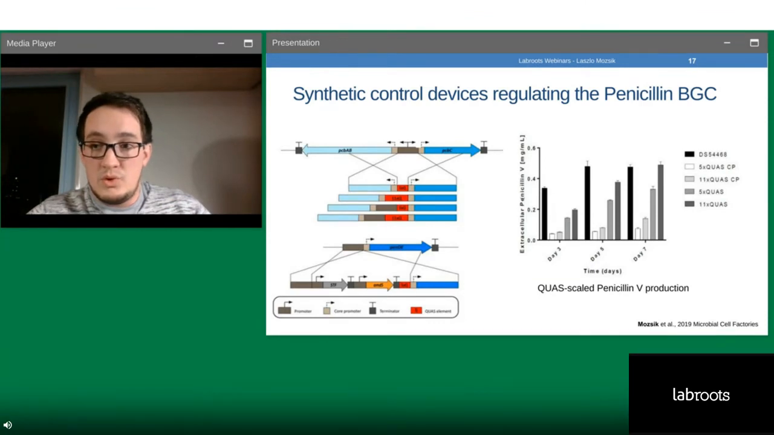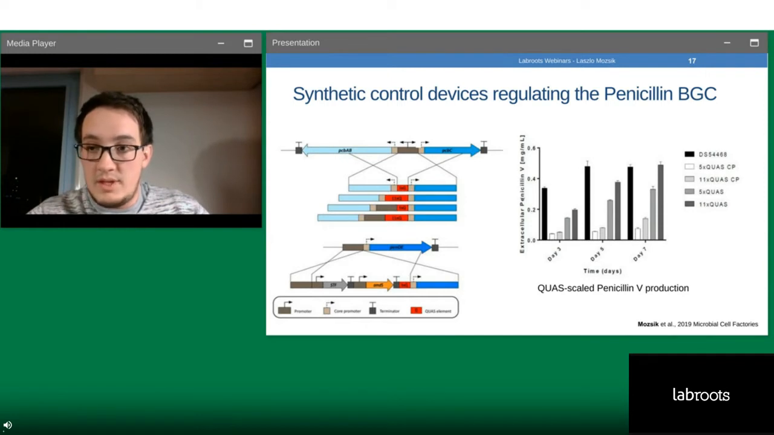And to show the usability of the system, we also integrated the synthetic control devices into the penicillin biosynthetic gene cluster. As I mentioned, the penicillin biosynthetic gene cluster consists of three genes: pcbAB, pcbC, and penDE. We integrated binding sequences for the synthetic transcription factor in front of the core promoters of pcbC and pcbAB, as well as penDE, where we also integrated the synthetic transcription factor cassette itself, and we put this under the regulation of the synthetic transcription factor.